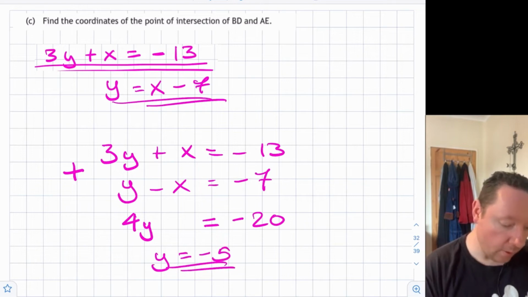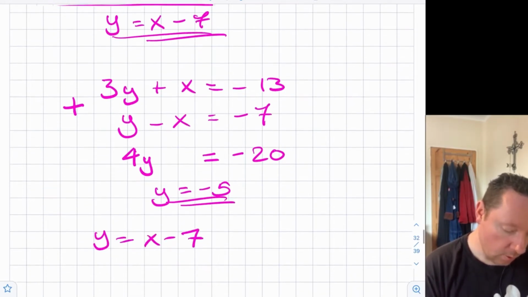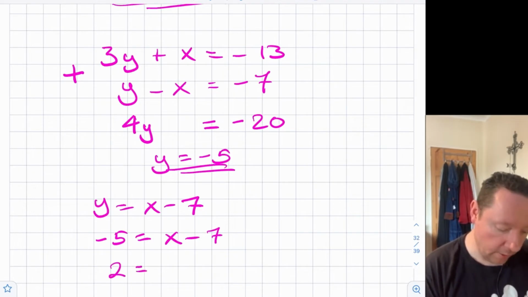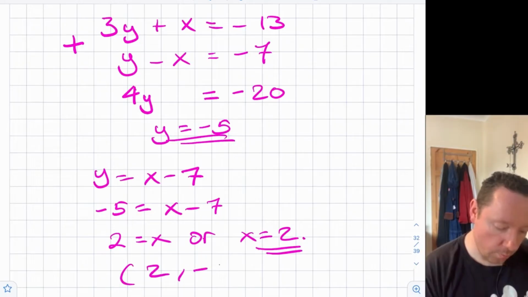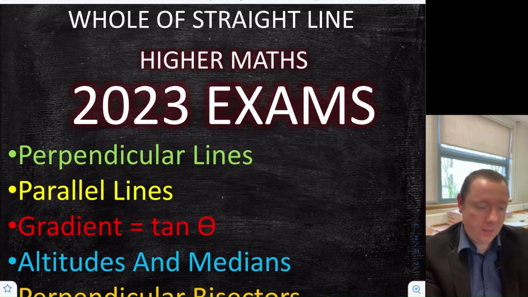Once we get our y, we can get our x. So easiest one is y equals x minus 7. So minus 5 equals x minus 7. Add 7. 7 minus 5 is 2. 2 equals x. Or to put it another way, x equals 2. So our point of intersection is (2, -5). And we're done there.